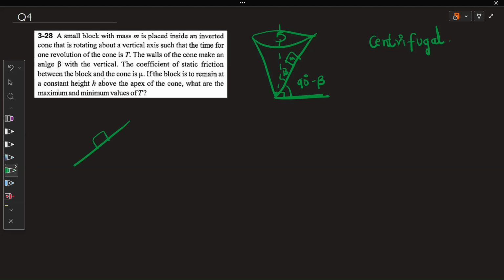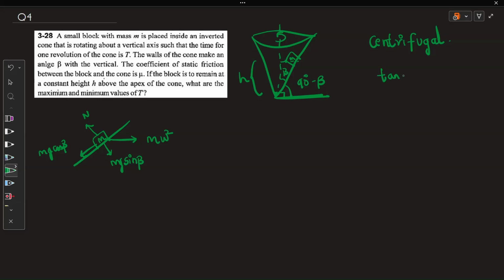Block M. There are two cases in this. The friction will act upwards or downwards. First, let me mark the forces: gravity mg into cos beta, and here mg into sin beta, and I get the normal reaction over here. Here m omega square, when the height is h. Okay, what about this part?